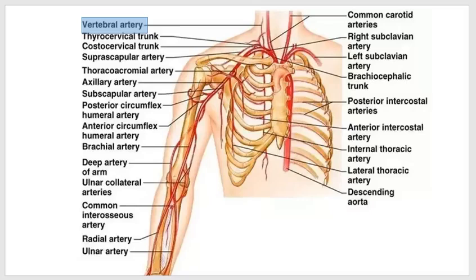Alright, so now we're going to go over the vessels of the trunk and the upper limbs. We're going to start with this one, which we looked at last time, the vertebral artery. You see that it comes off this right subclavian right here, going up. And that's going to go up through those cervical transverse foramen again.